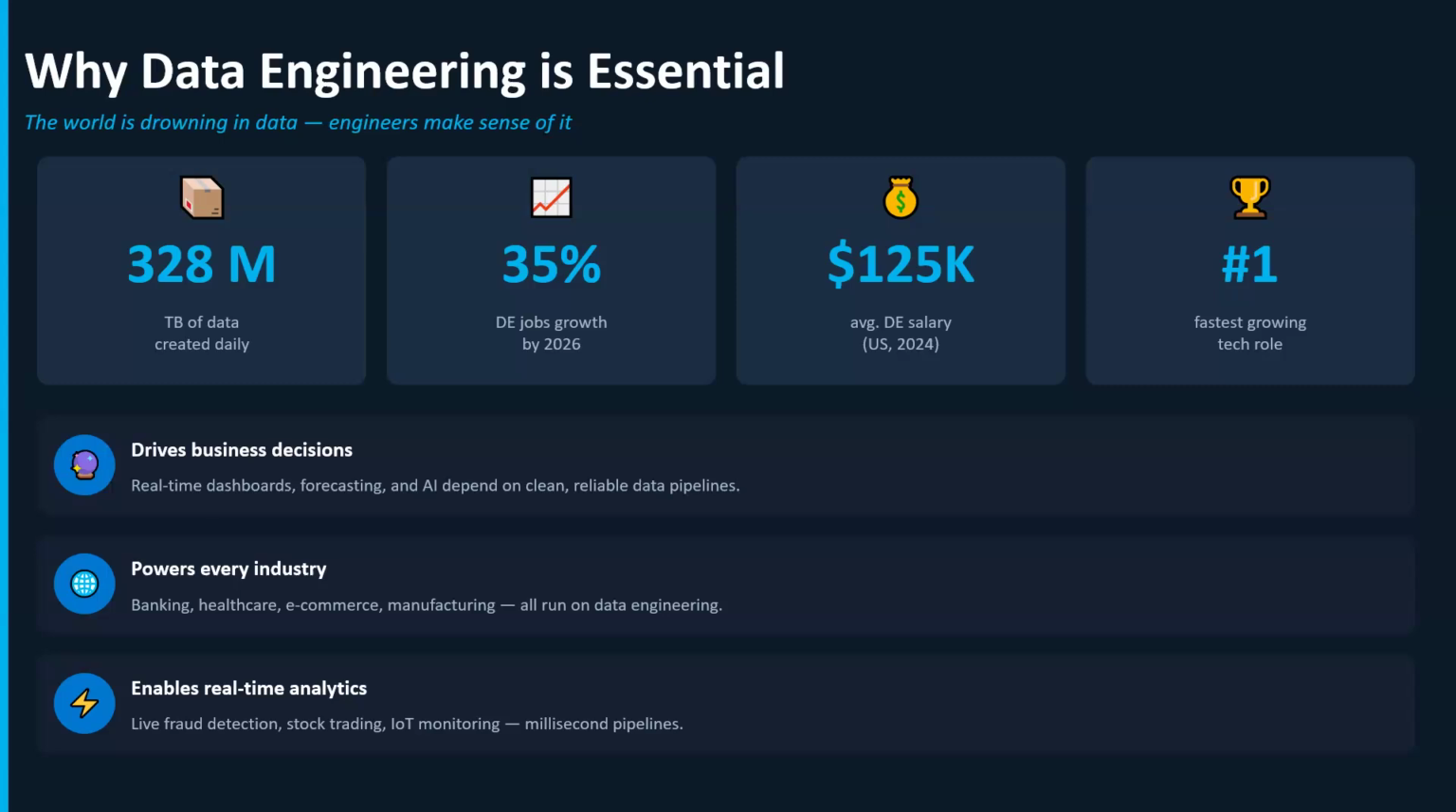That is the reason data engineering jobs are also significantly increasing in the market, and almost 35% of the job market is occupied by data engineers. If you see LinkedIn or any job portal, you see more and more jobs around data engineering. And in the US in 2024, it's not long back, so two years back itself, the average salary was 125K. So this is the fastest growing technical role in the job market.